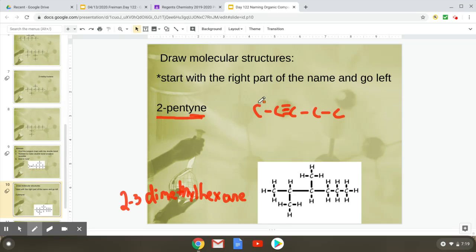So this carbon here has 1. We need 2, 3, 4. How many bonds are on this carbon? 1, 2, 3, 4. So I don't add any hydrogens. How many are on this carbon? 1, 2, 3, 4. I don't add any hydrogens. Around this carbon, there's 1, 2. So we add 3, 4. There's our bonds for our hydrogens. This one has 1, 2, 3, 4. So we want to make sure we don't put too many bonds in and too many hydrogens. We have to count, make sure we only have 4 lines, 4 bonds around each carbon.